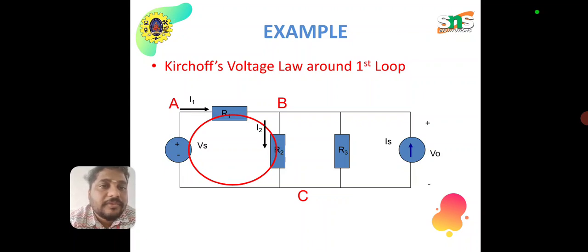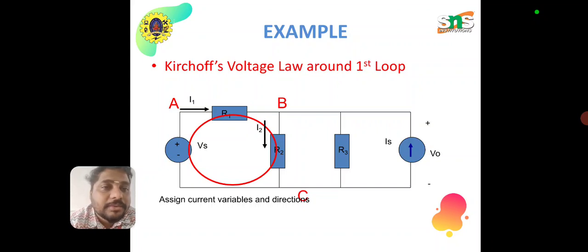Here Vs is the voltage source, R1 is resistance 1, R2 is resistance 2, and R3 is resistance 3. R1 is connected in series in the circuit, and R2 and R3, the two resistors, are connected in parallel. Vs is the source voltage and VO is the output voltage. Here we take point A, point B, point C, and a closed loop.